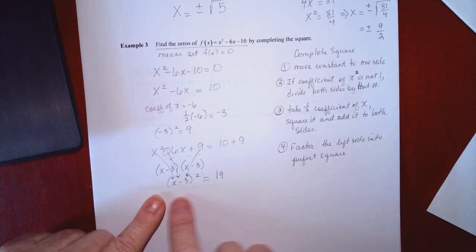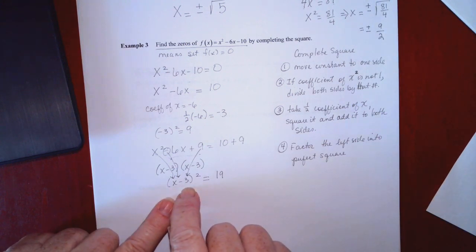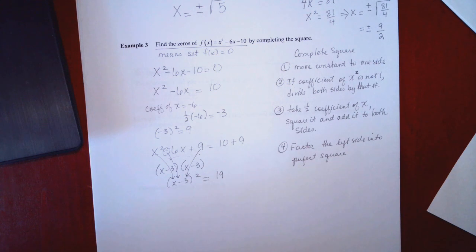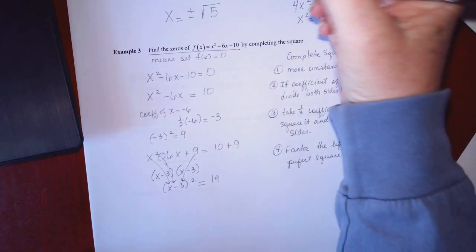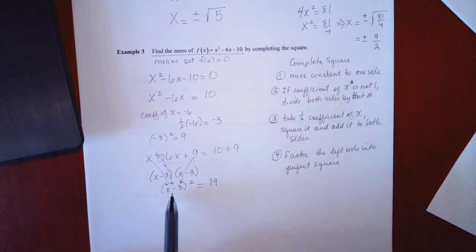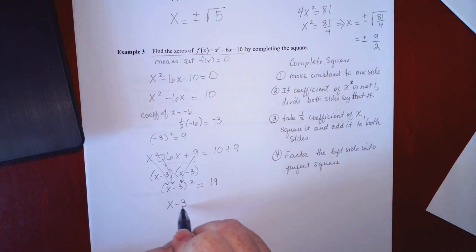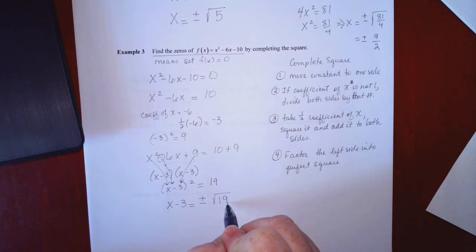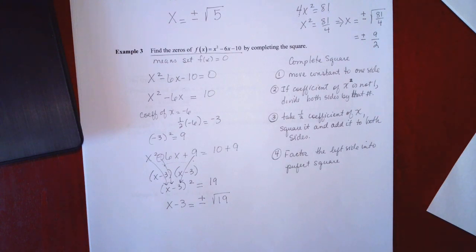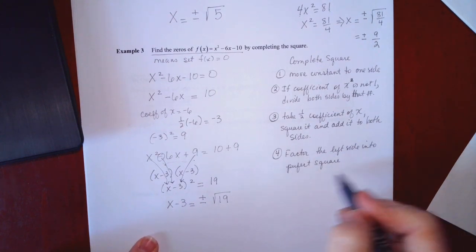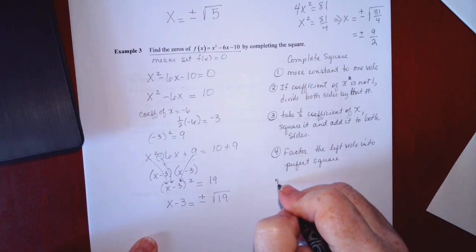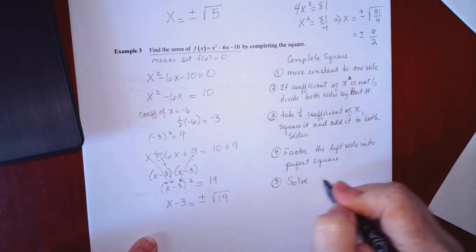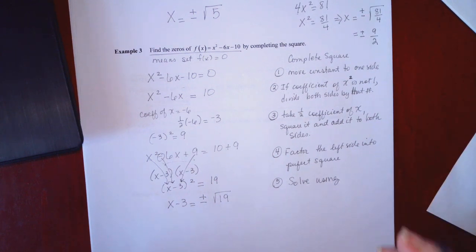But what we know is that if we have just a variable expression squared equal to a constant, we can use the square root principle that we just used up in this part. So if we have something squared equals 19, that means that that something is equal to either plus or minus the square root of 19. So after we factored the left-hand side into a perfect square, we're going to solve using the principle of square roots.